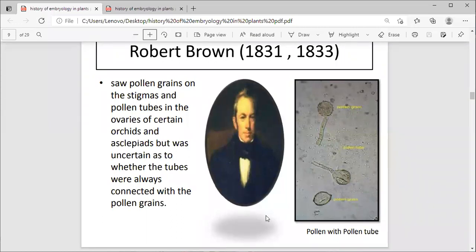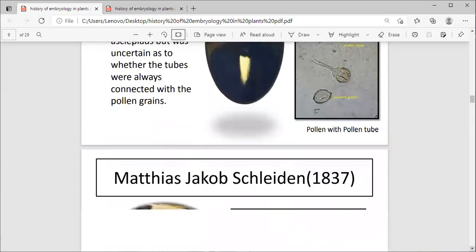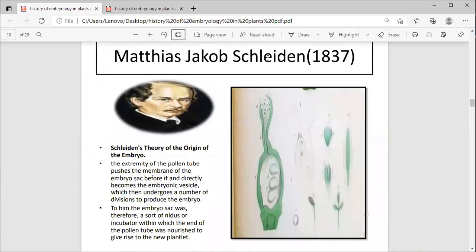Okay, so pollen germination we call as. So if you see, this is the way. Next we see Schleiden, 1837. That is called the Schleiden theory, the origin of the embryo.